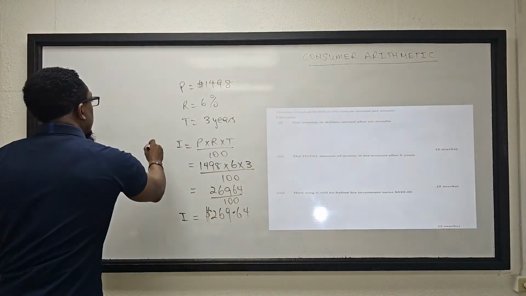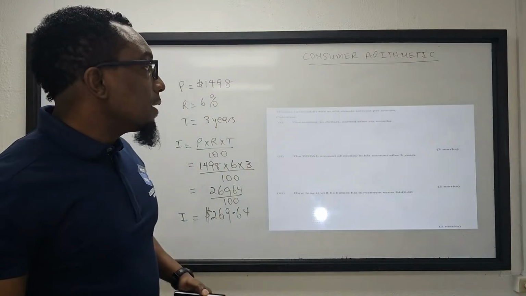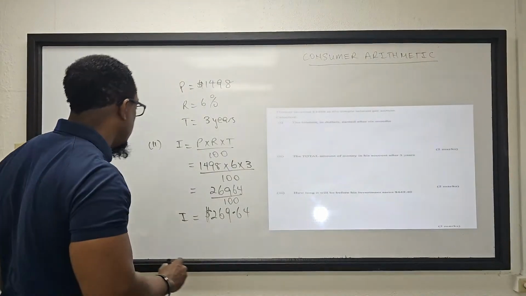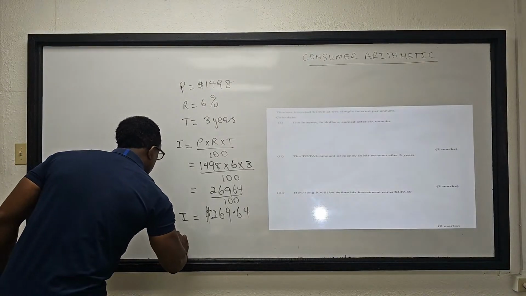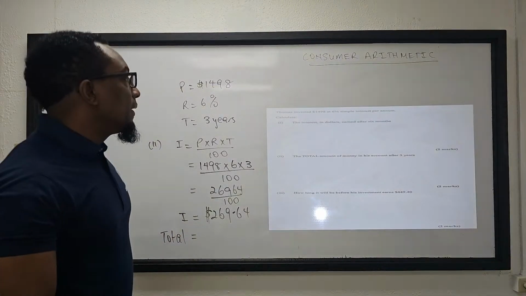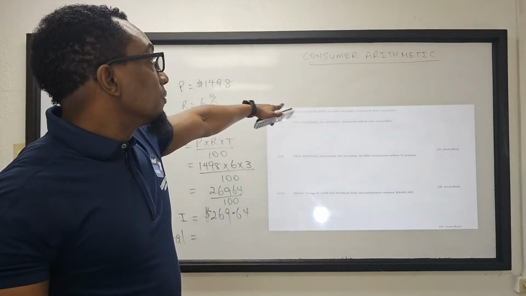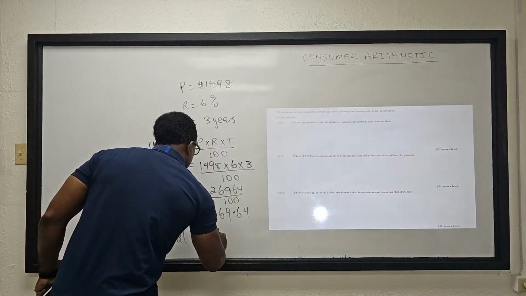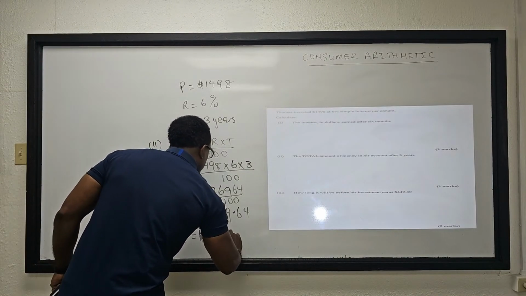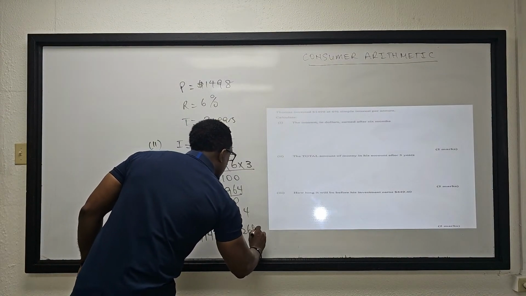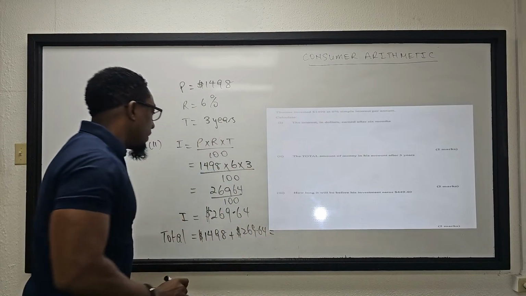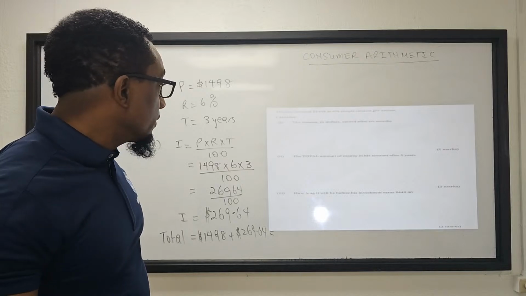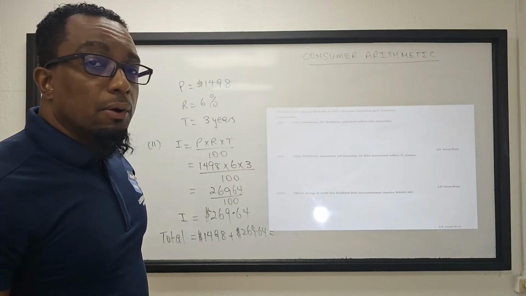So this is part 2 we're looking at here. The total amount of money in his account after 3 years. So the total amount of money will be to add this interest to his principal. So it's going to be 1,498 plus 269.64. And when we add those two, it's going to help us determine what is the total amount of money in his account after 3 years.